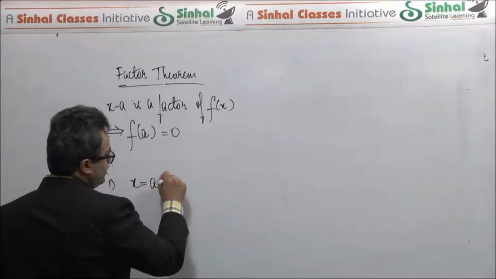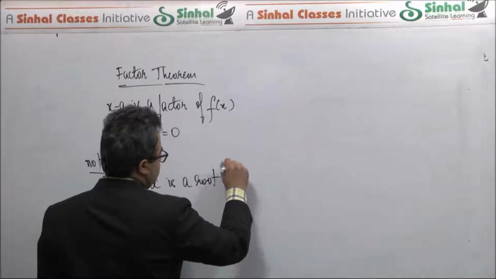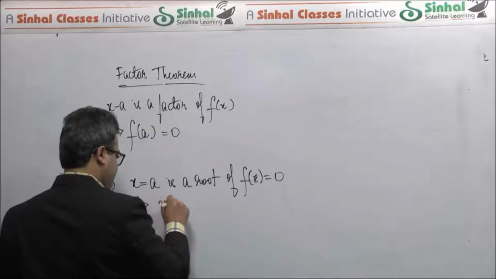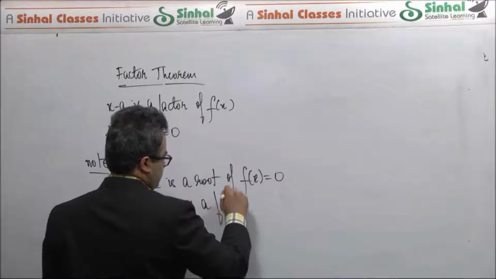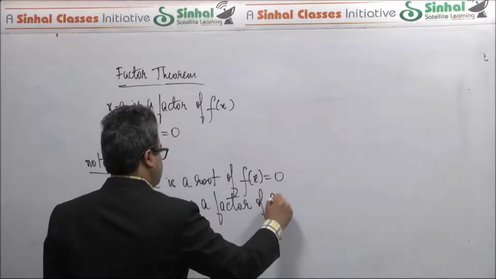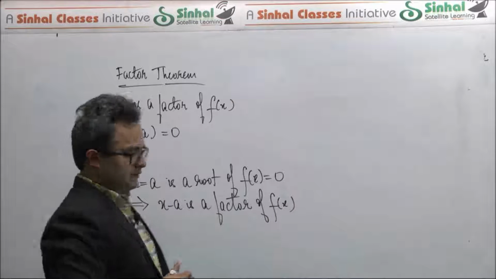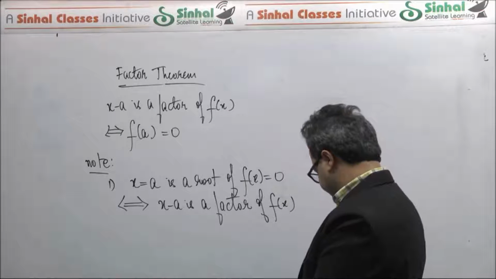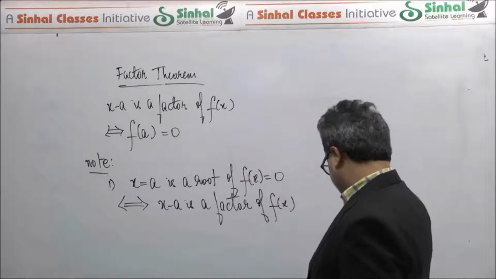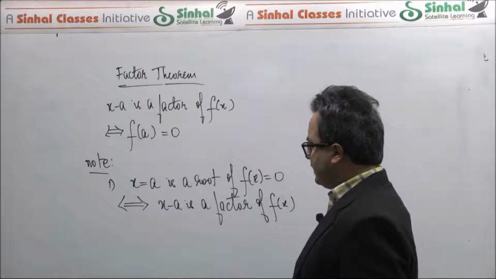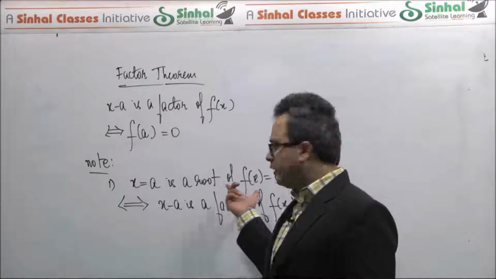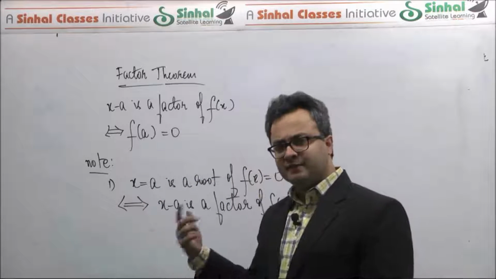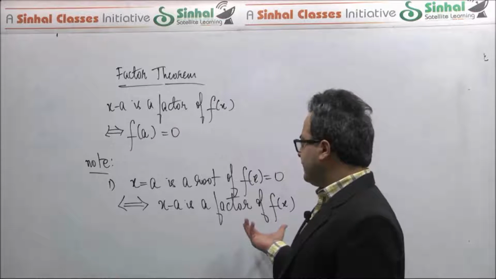So if x equal to a, this is one idea which is important. So if I say that f of x equal to 0 is a polynomial equation and x equal to a happens to be a root of that equation, then what I can equivalently say is that x minus a must be a factor of f of x. Right? Again, this doesn't really require any proof.